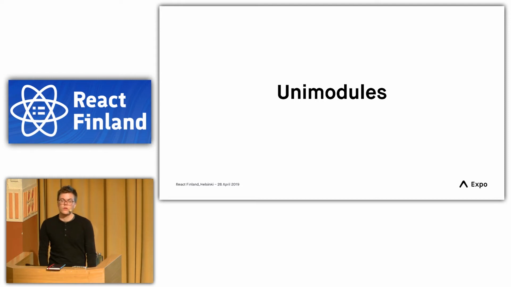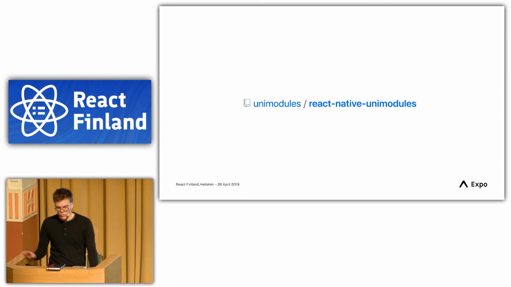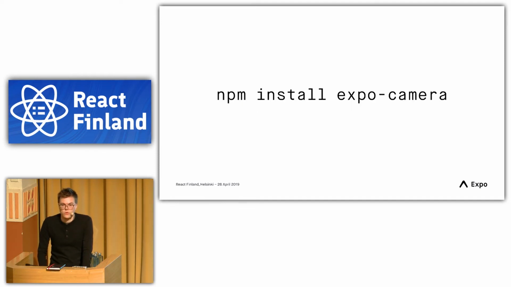So as I said, you can use Unimodules in any React Native app. To add them to an existing app, you can go to Unimodules / React Native Unimodules on GitHub and just follow the instructions. And the thing is, you just need to set up Unimodules once, and then adding more Unimodules is just a matter of calling npm install, and that's all you need to do.